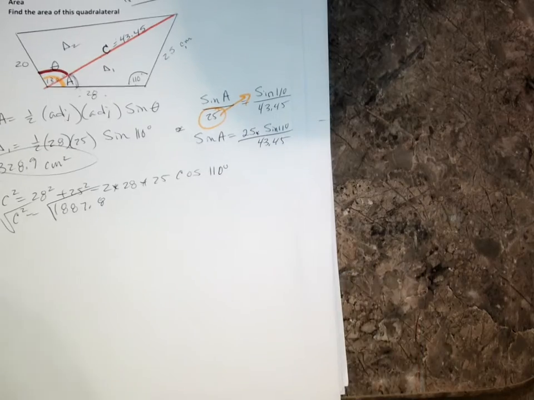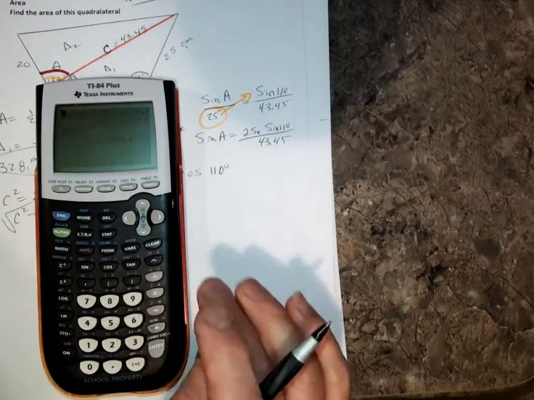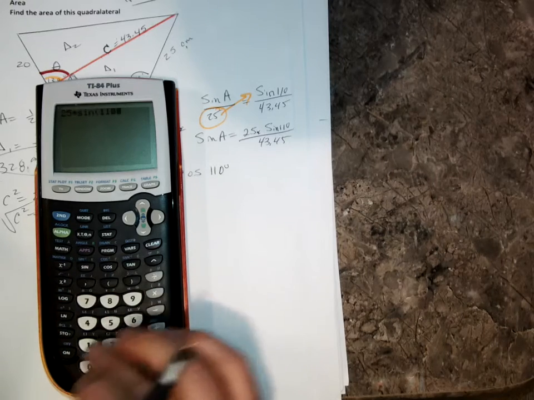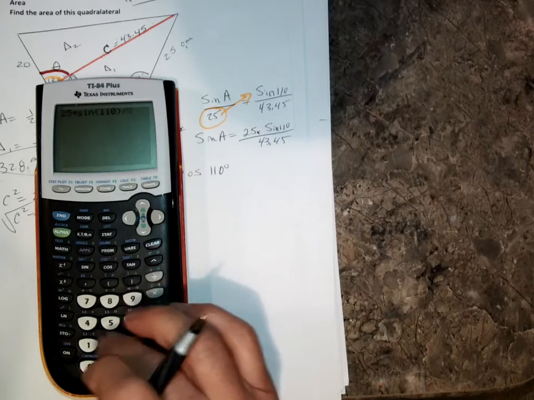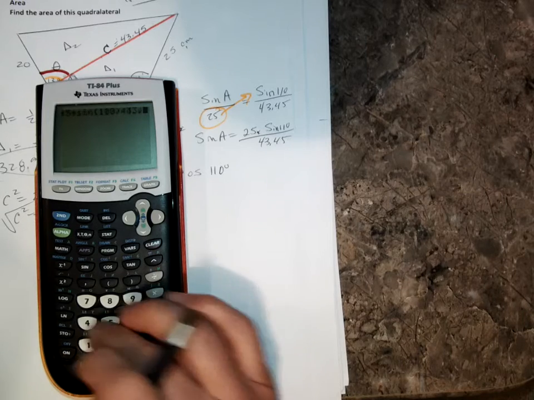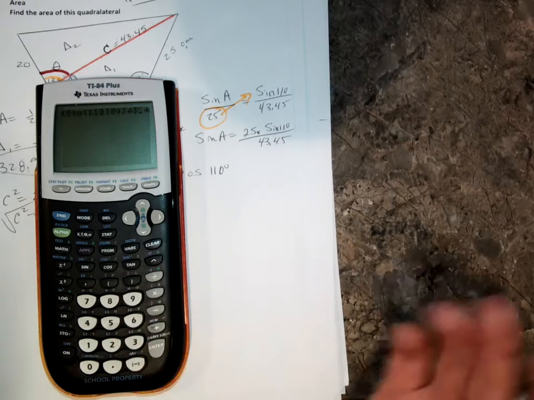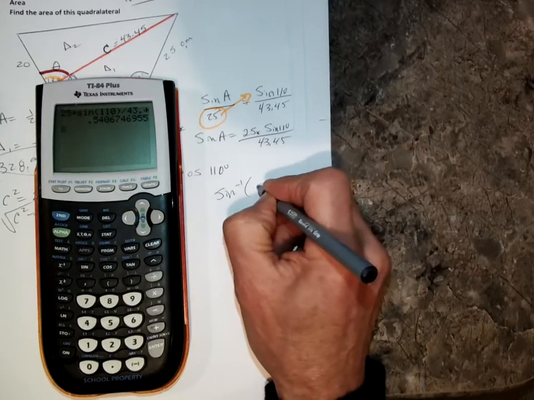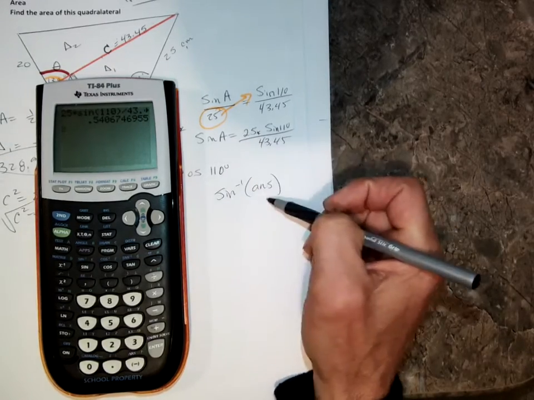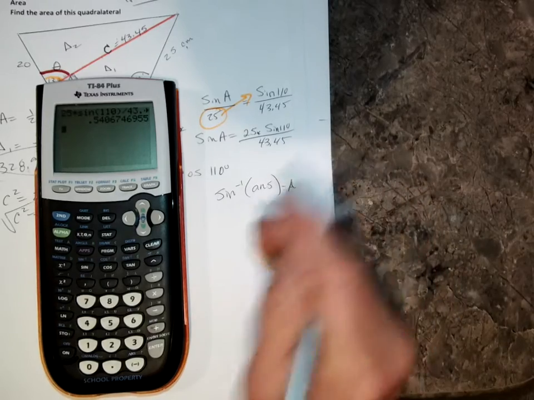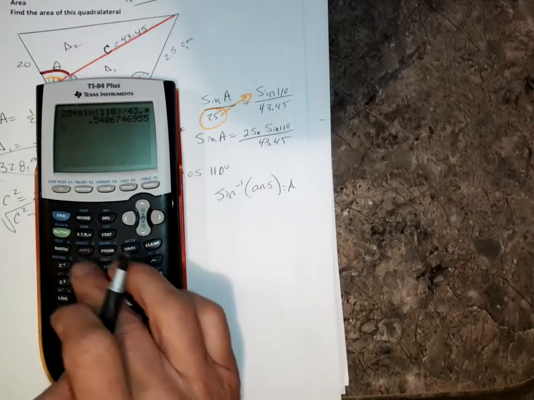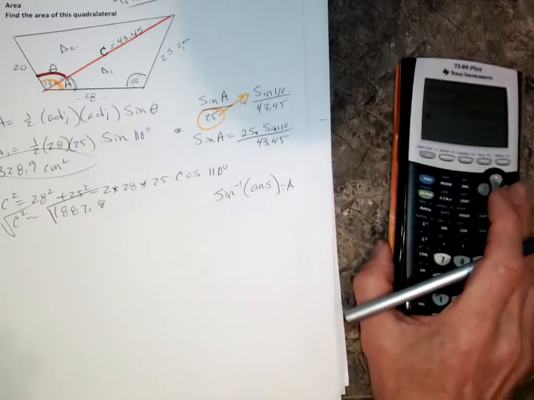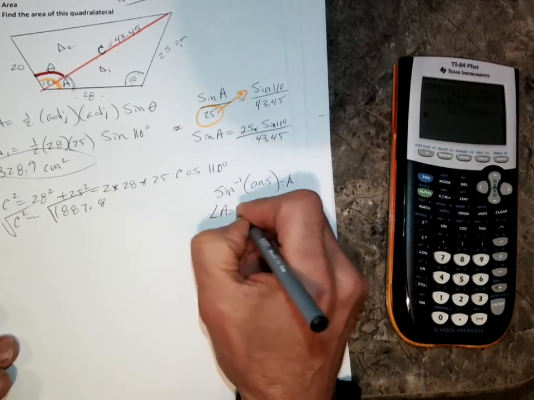Okay, let's do that. Calculator time: 25 times sine of 110 divided by 43.45, and I get a decimal. I anticipated that, because what I want to do is take the sine inverse of that answer to get angle A. So I take the sine inverse of that answer, and I get about 32.8. Angle A is about 32.8.